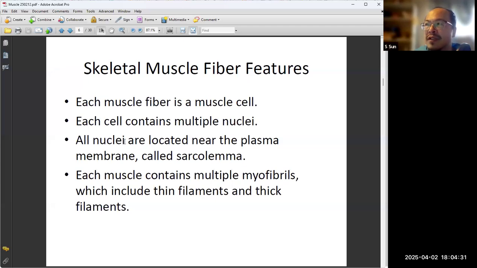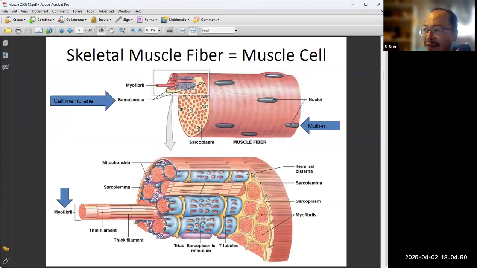All nuclei are located near the plasma membrane. This plasma membrane is called the sarcolemma. Each muscle contains multiple myofibrils, and the myofibril has thin filaments and thick filaments. So that's this one here. Myofibril has thin filaments and thick filaments.